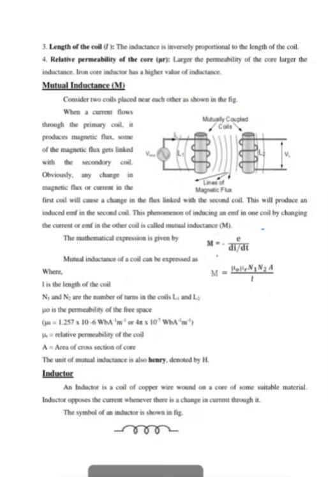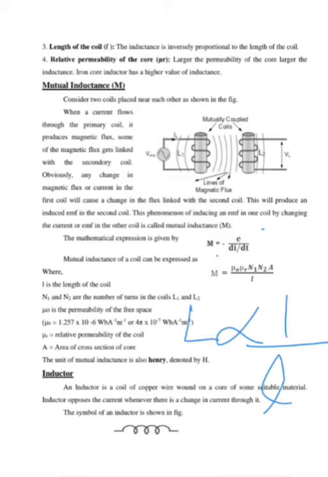Next, length of the wire, length of the coil. L is inversely proportional to the length of the coil. If the length of the coil is more, the inductance value decreases. Relative permeability of the core is nothing but mu r. Larger the permeability of the core, larger the inductance. Iron core inductors have a higher value of inductance.